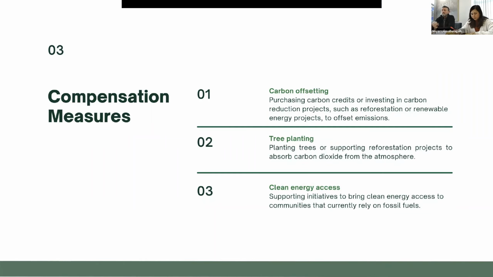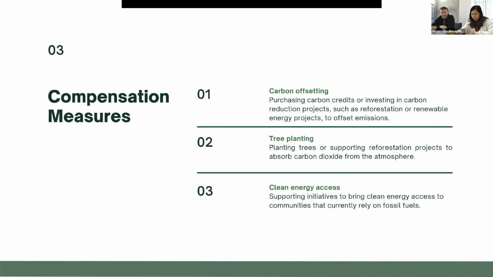Compensation measures. Purchasing carbon credits or investing in carbon reduction projects is a way to offset the carbon emissions generated by your activities. Similarly, investing in carbon reduction projects such as reforestation or renewable energy projects helps to reduce the overall amount of carbon dioxide in the atmosphere, which helps to mitigate the impact of your own emissions and contribute to a more sustainable future.